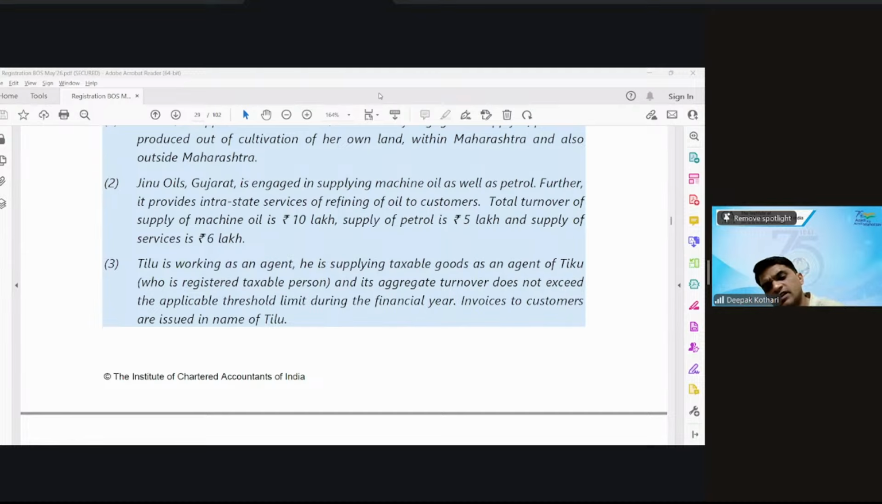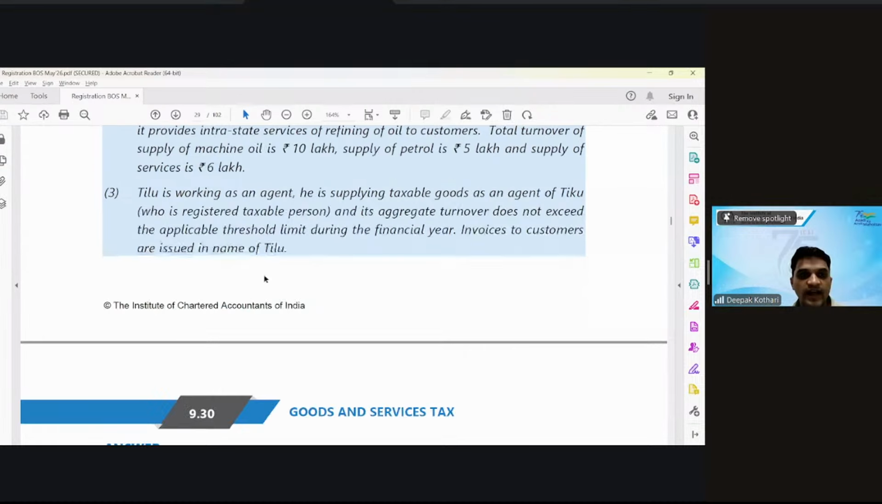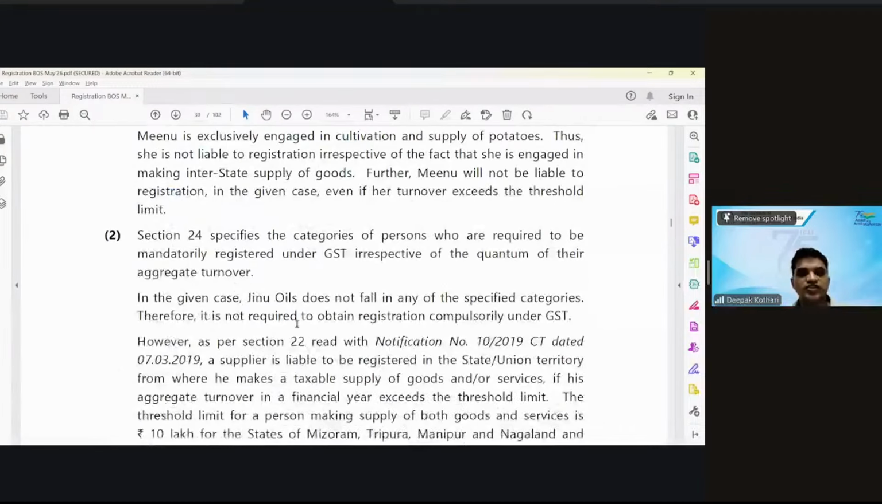Threshold limit for compulsory registration for a supplier of goods is generally 40 lakhs or 20 lakhs for special categories. Since Geno Oil is also supplying services, the threshold limit is 20 lakhs. Correct. So the threshold limit will apply at 20 lakhs and the threshold will include all supplies, even non-taxable supplies. So the turnover is 10 plus 5 plus 6, 21 lakhs. So he will have to take registration.